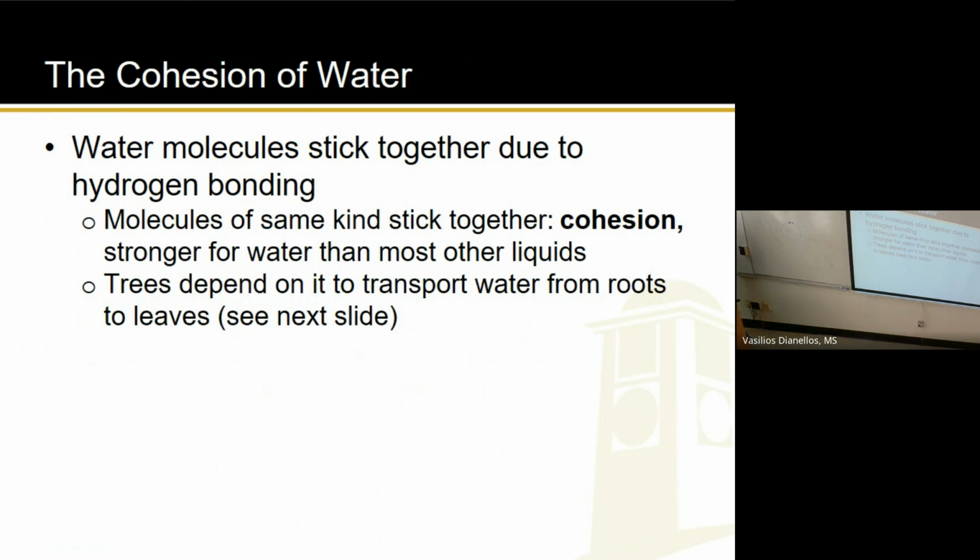And it is stronger for water than it is for most other liquids. I'll give one example, not that you need to know this, but rubbing alcohol is a good example. What happens when you put rubbing alcohol on your skin? What's it feel like? Okay, let me rephrase that. If you put it on your skin, and you don't have a wound, how does it feel?